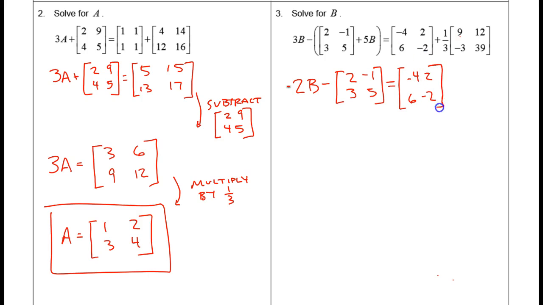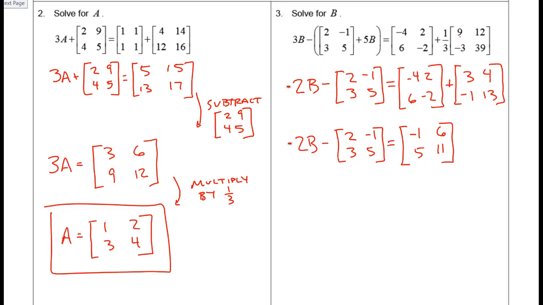But I will simplify this scalar multiple of 1/3 times each of the elements in this matrix. 1/3 of 9 is 3, 1/3 of 12 is 4, 1/3 of negative 3 is negative 1, and 1/3 of 39 is 13. Now with the right-hand side of this matrix, I can combine these two. I can add these two, and this is what I'll get. Pause it on there for a second, folks. When I do that simplification, I now get negative 2b minus this 2 by 2 matrix equals this 2 by 2 matrix.